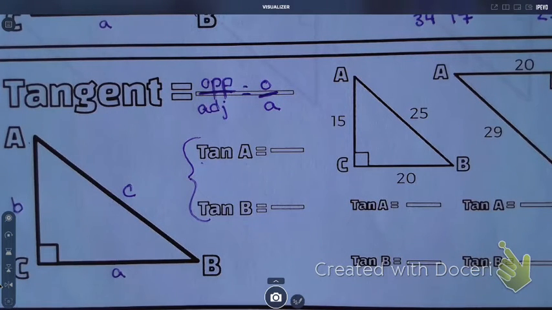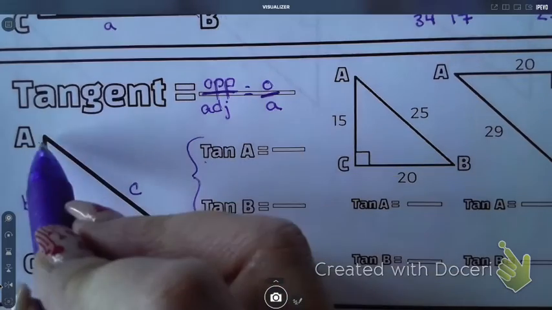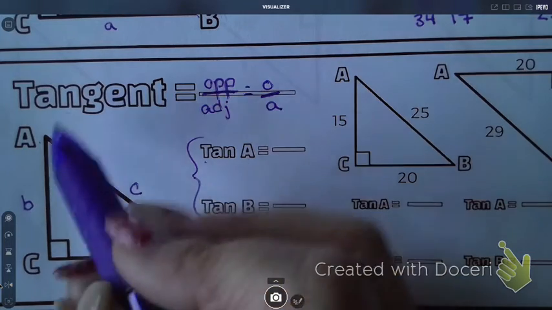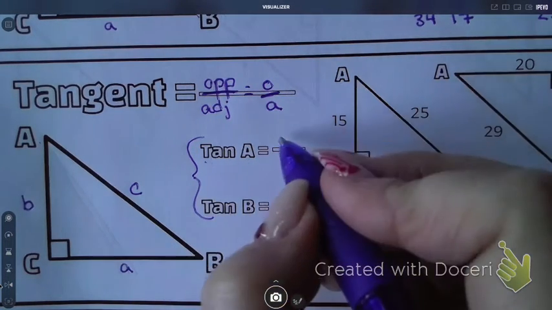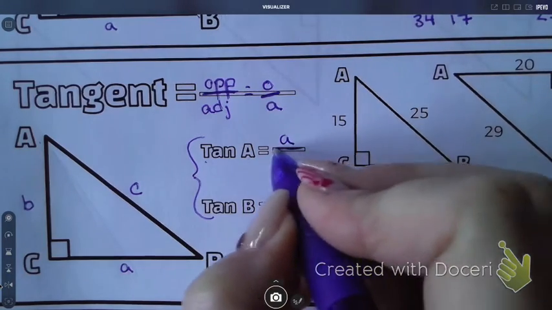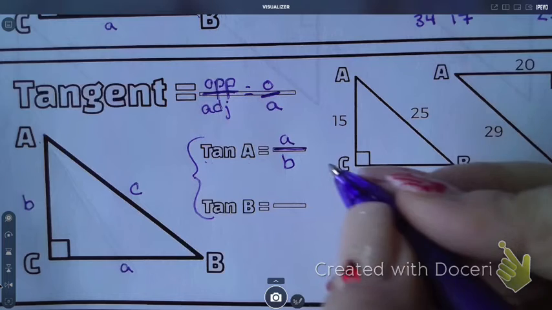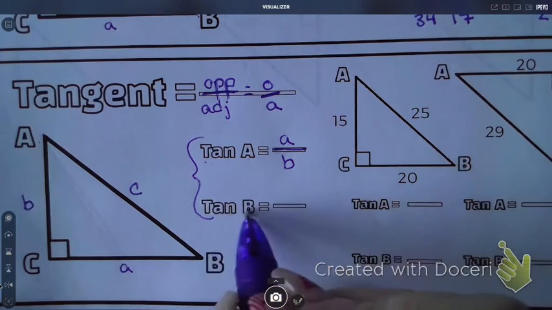It's in trig. Okay, so I need the tangent of A. So I need the opposite of A, which is what? See? The opposite of A is A. You see how I just took my pen and went opposite? And I hit A, didn't I? And adjacent to A is what? B. The hypotenuse is not adjacent, is it? The hypotenuse is only the hypotenuse. It never changes.